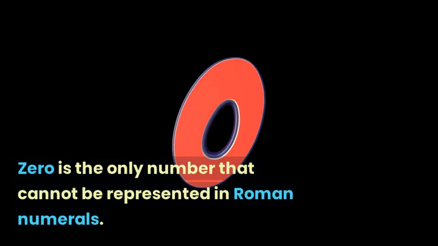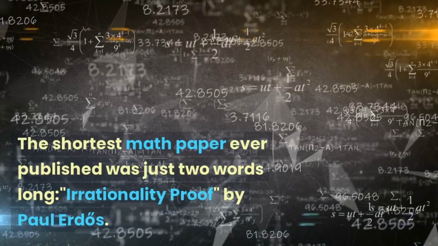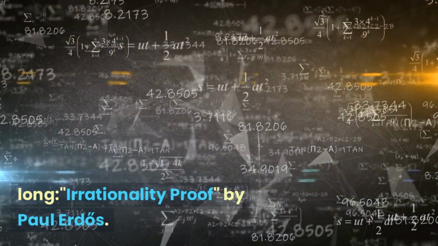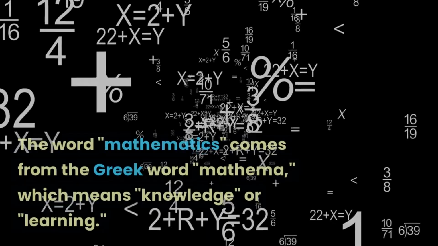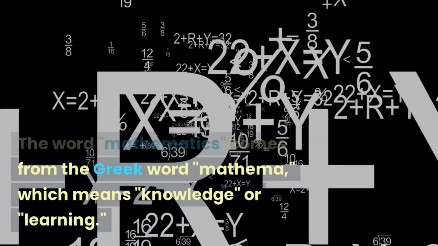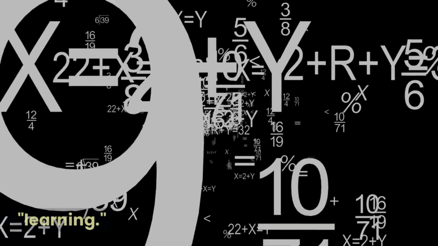0 is the only number that cannot be represented in Roman numerals. The shortest math paper ever published was just 2 words long. Irrationality Proof, by Paul Erdős. The word, mathematics, comes from the Greek word, mathema, which means, knowledge, or, learning.